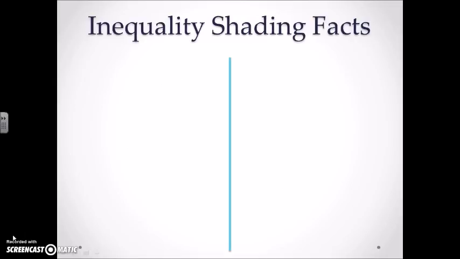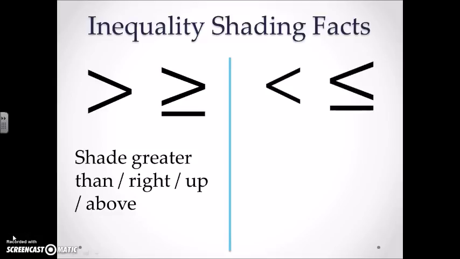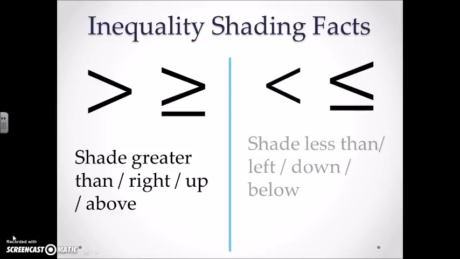In regards to shading, if you have the greater than symbol or the greater than or equal to symbol, you will either shade up, right, or above your line. If you have the less than or equal to symbol, you will shade left, down, or below your line.